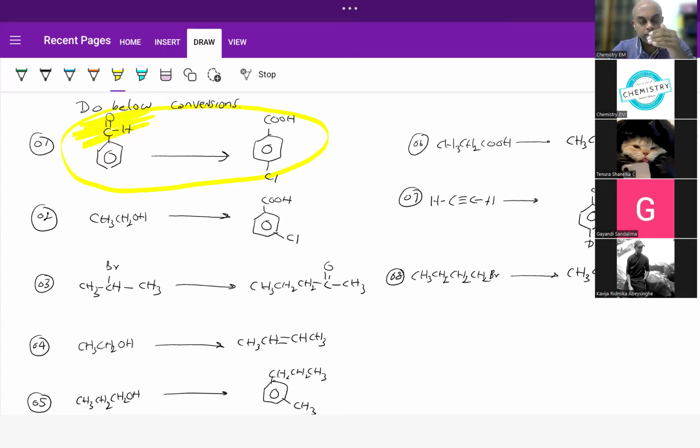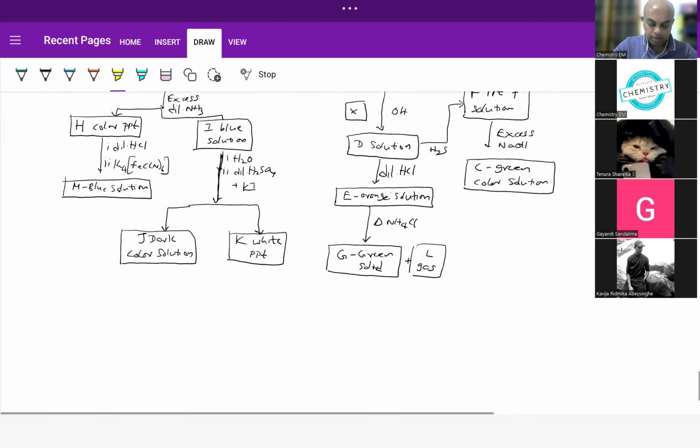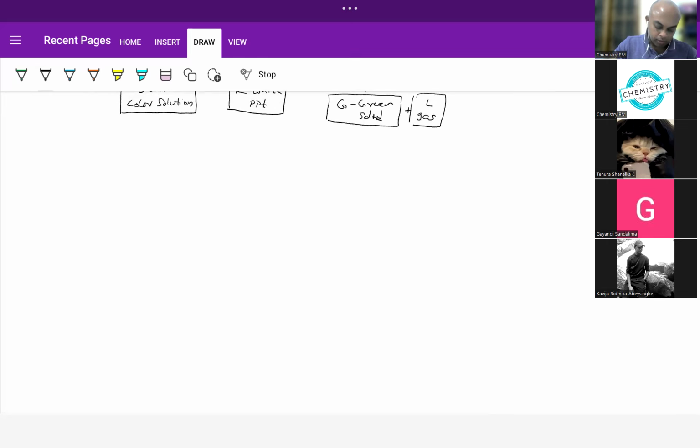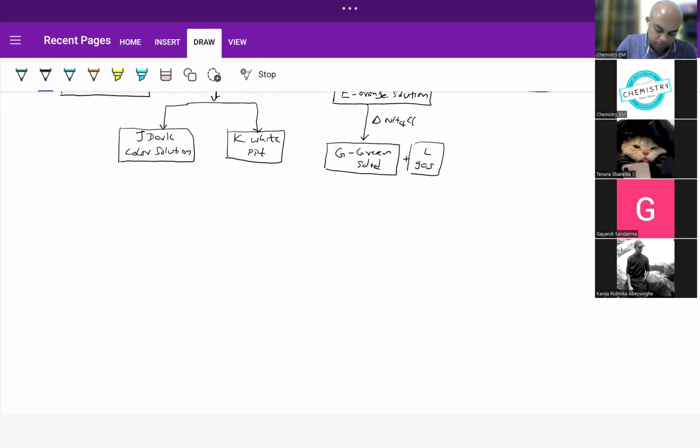First, we need to activate the benzene ring, then add chlorine, then convert that into a COOH group, because the COOH group is also deactivating the benzene ring. Right? So we'll start like this. So we need to convert the C=O group into an activating group.